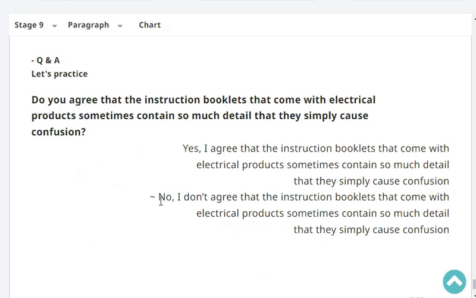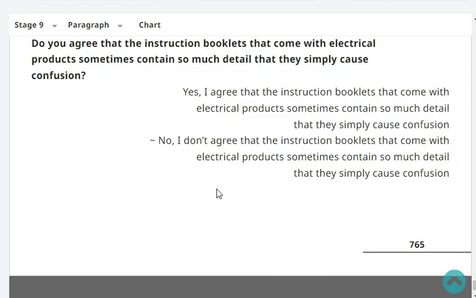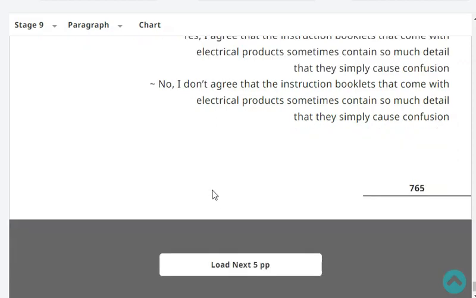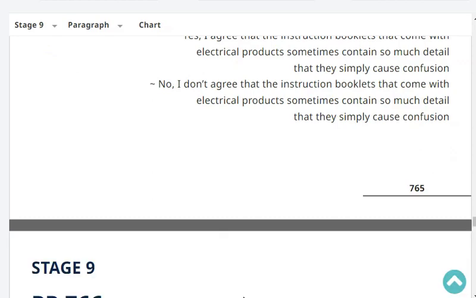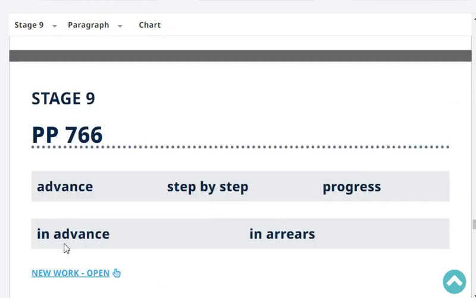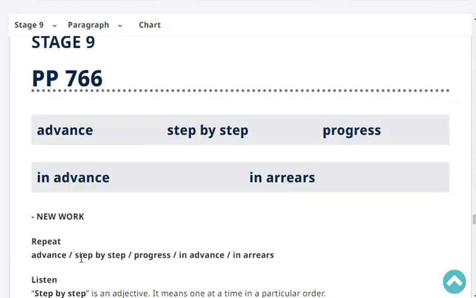Do you agree that the instruction booklets that come with electrical products sometimes contain so much detail that they simply cause confusion? Yes or no? Yes, I agree that the instruction booklets that come with electrical products sometimes contain so much detail that they simply cause confusion. Confusion. Very good.